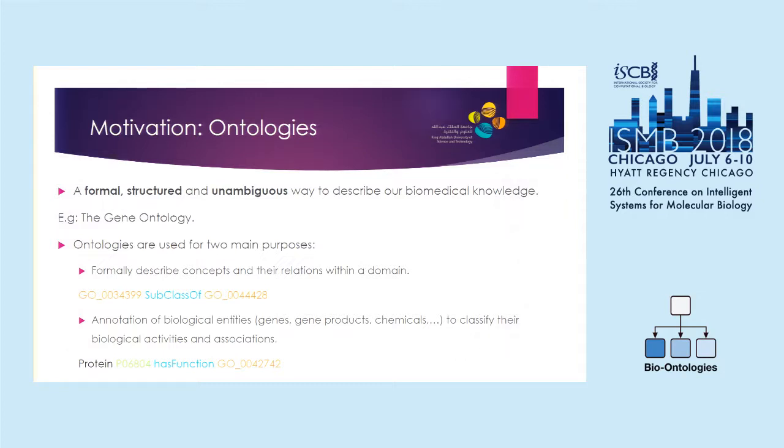So ontologies have been widely used as a way to formally structure our knowledge in a biomedical domain. They have been mainly used for two main purposes. First, they describe relations between concepts within a biomedical domain. As an example, the gene ontology is used to describe relations between different Go terms. And second, ontologies can be used to annotate biological entities. As an example, the gene ontology can be used to annotate proteins and other gene products with specific Go terms by saying that a given protein, for example, has as a function a given Go term.